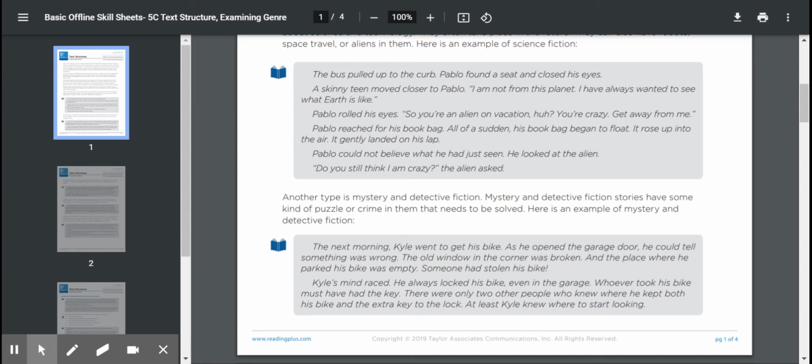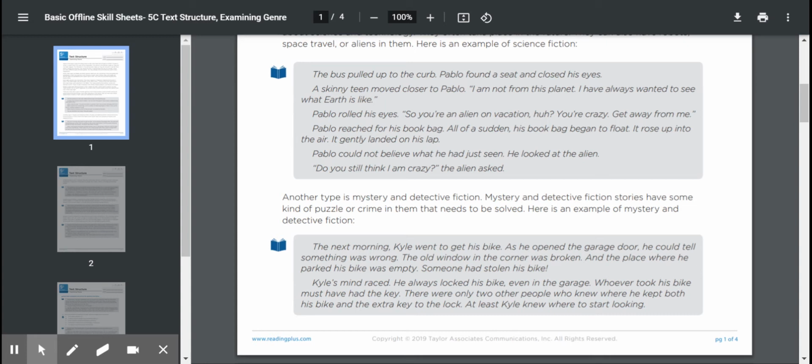Another type is mystery and detective fiction. Mystery and detective fiction stories have some kind of puzzle or crime in them that needs to be solved. Here's an example of mystery and detective fiction.